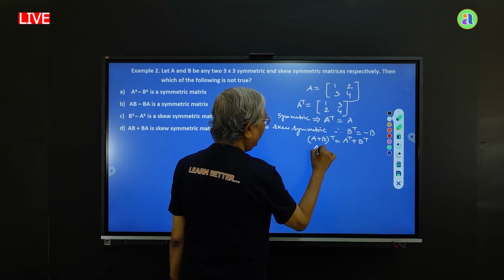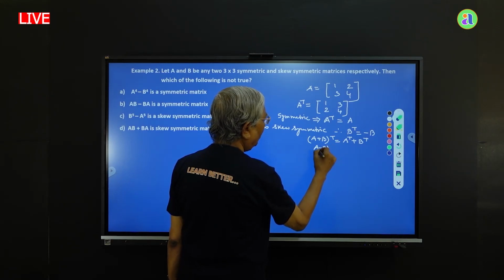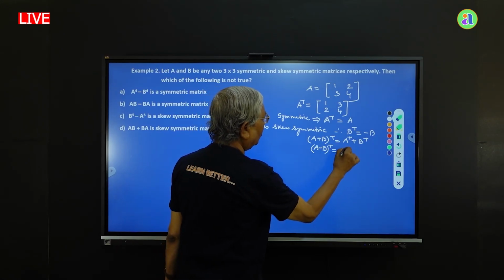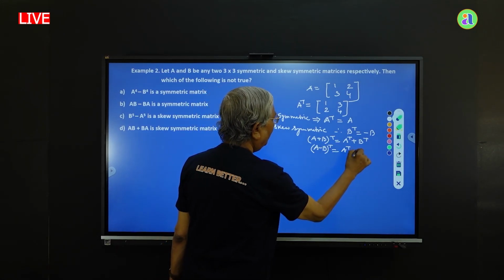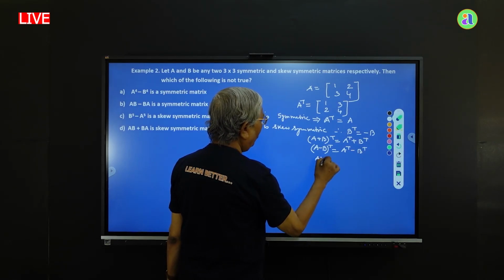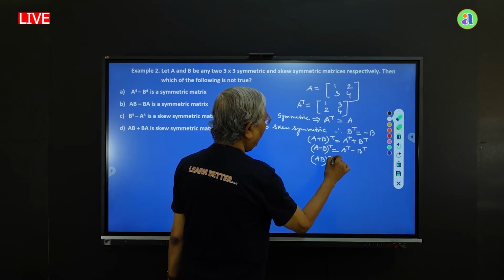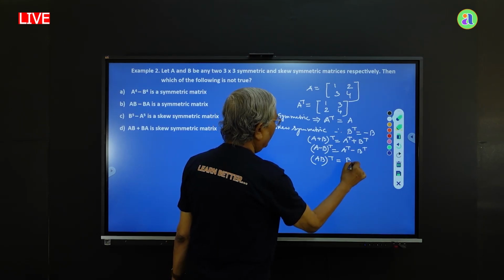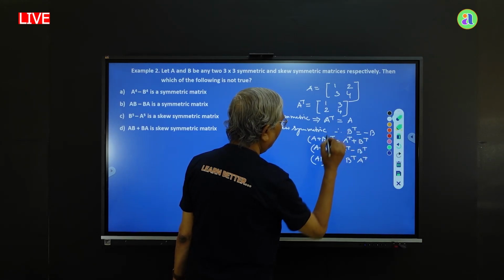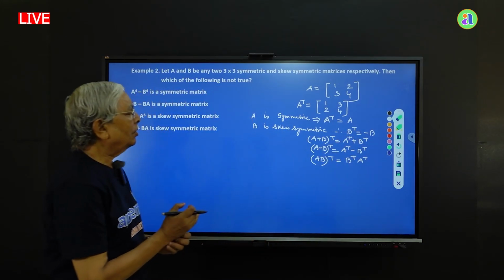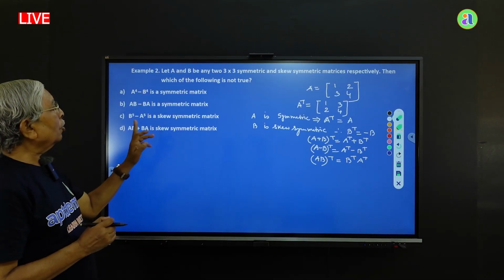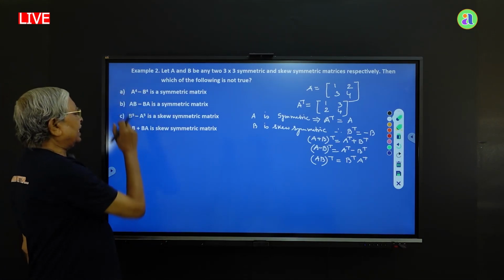(A minus B) whole transpose is A transpose minus B transpose. And the next one is (AB) whole transpose equals B transpose A transpose, in reverse order. So our problem is to find which one is not true. So first we verify it.